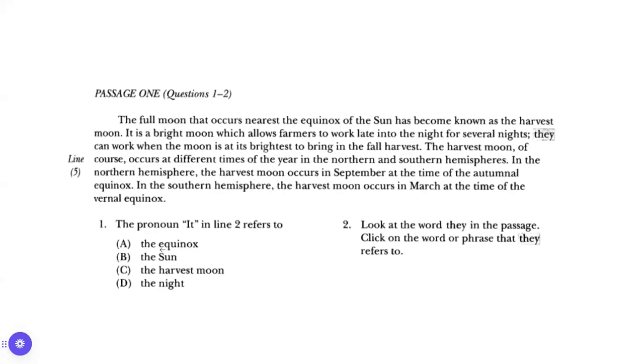Okay, let's practice. And we have the pronoun it in line 2 refers to, so I have to go to line 2, and here I have my pronoun it. It refers to what? I have to read the sentence before to know what it refers to. Look at the word they in the passage. This one. Click on the word or phrase that they refers to. Again, that will be before. Okay?